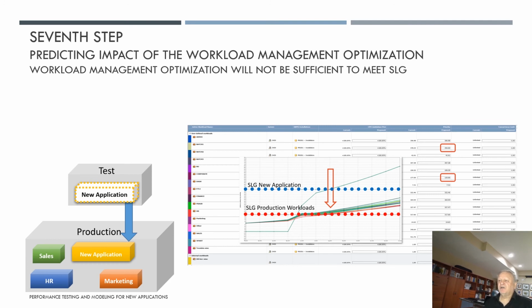Our seventh step is predicting the impact of possible workload management optimization changes: priorities, concurrency, or resource allocations for all existing workloads and the new production application after implementing. The seventh step is predicting the impact of the different changes of priorities or concurrency or resource allocation for different workloads. And we can see that implementing recommended workload management measures will improve response time, but not for too long. And a hardware upgrade will be required.